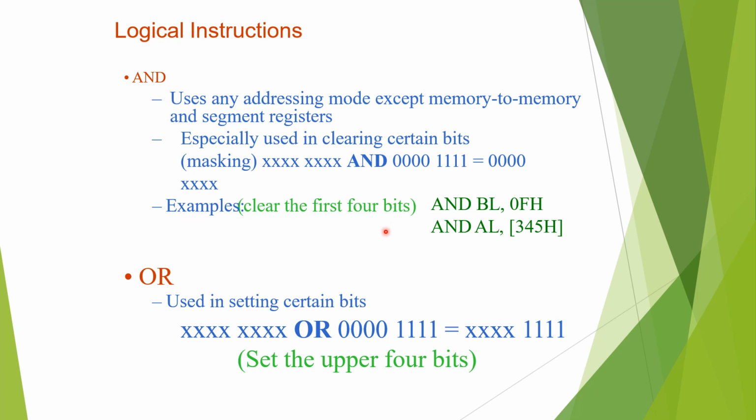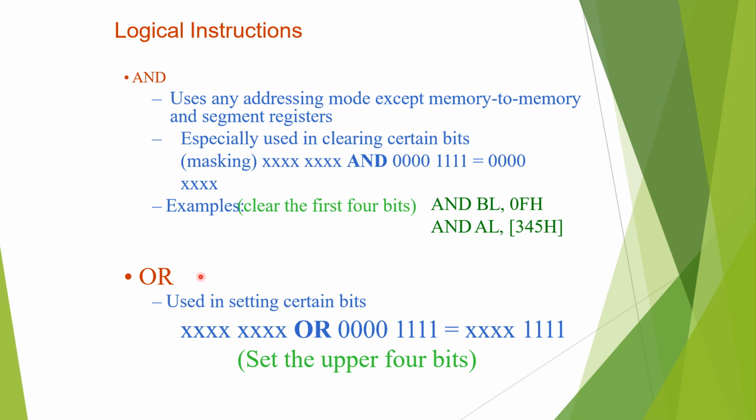Similar examples are presented: AND BL comma 0FH. Here 0FH is the immediate data that is to be ANDed with the data present in the BL register, which is of 8-bit size. The next example would be AND AL comma 345H. This 345H might be a memory location. In that memory location, you may have a content or operand. That operand has to be ANDed with the data present in the AL register of 8-bit size.